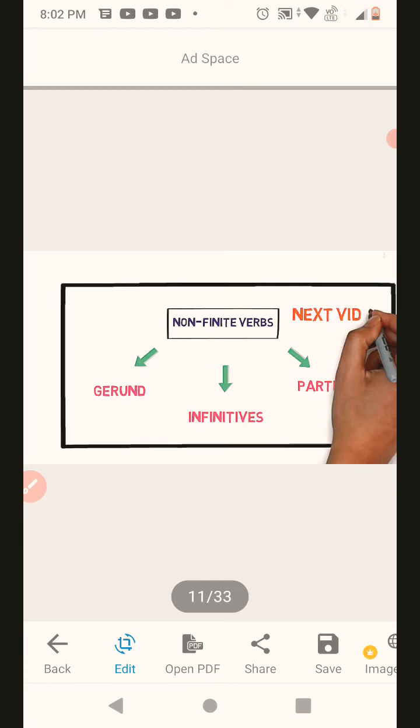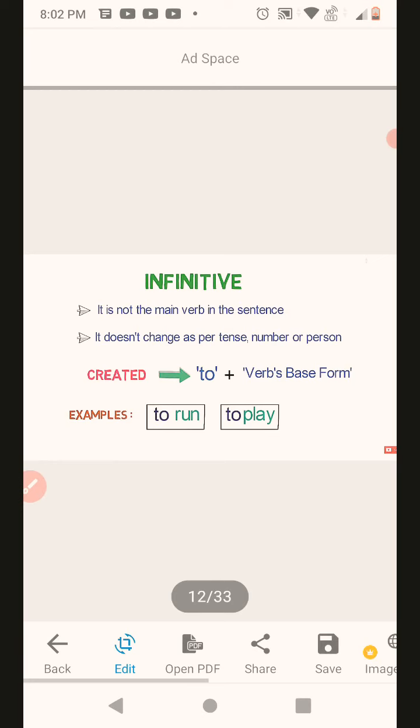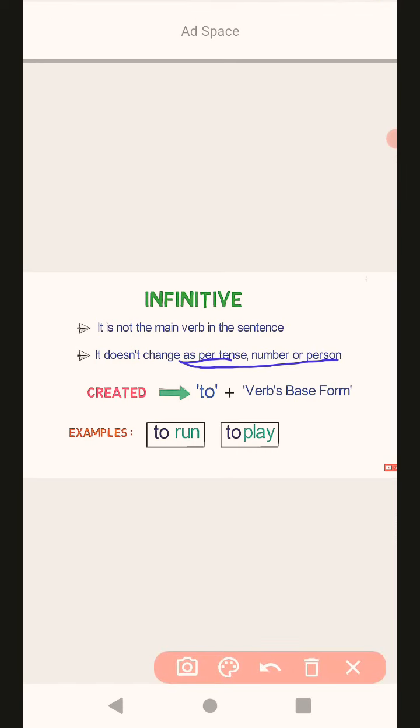Children, as you know, in this chapter non-finite verbs are of three types: gerund, infinitives and participles. So first let us learn about an infinitive. What is an infinitive? Children, an infinitive does not function as a verb in the sentence. It does not function as a main verb in the sentence. And one more rule which I already taught you in the first slide, that it does not change as per the tense, number or person.